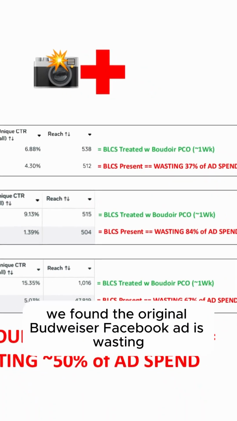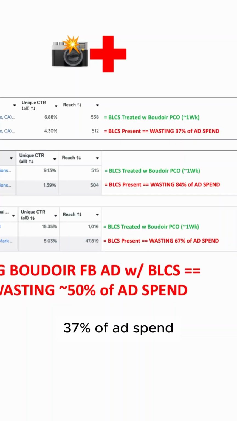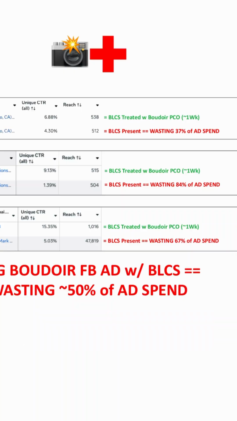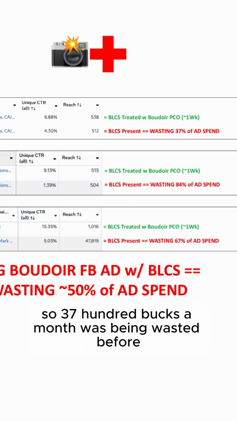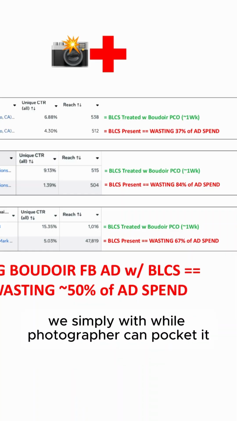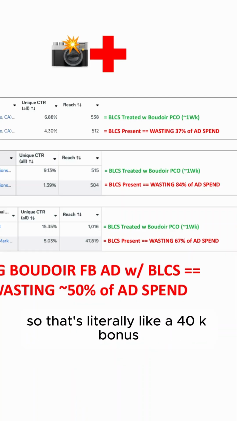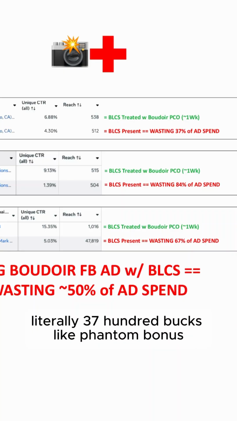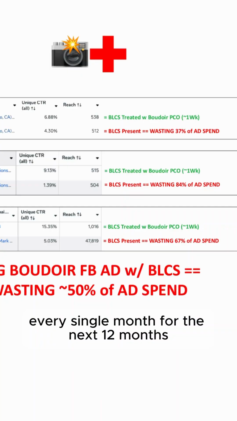So we found the original Boudoir Facebook ad is wasting 37% of ad spend, which means if the original was spending 10 grand a month in Boudoir Facebook ad spend, now the Boudoir photographer only needs to spend $6,300 a month on the Boudoir Pico treated ad, and they will get the same number. They're adding to the same number of women's brains each month. So $3,700 a month was being wasted before. Now we don't even spend it. The Boudoir photographer can pocket it. So that's literally like a 40K bonus over the next 12 months. Literally $3,700 like a phantom bonus every single month for the next 12 months.